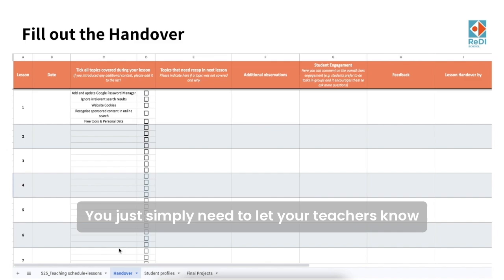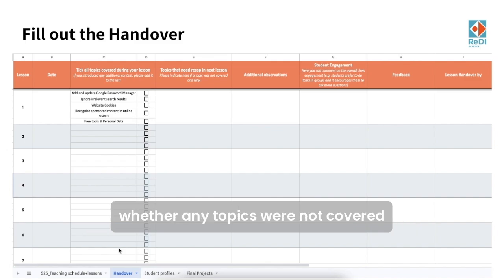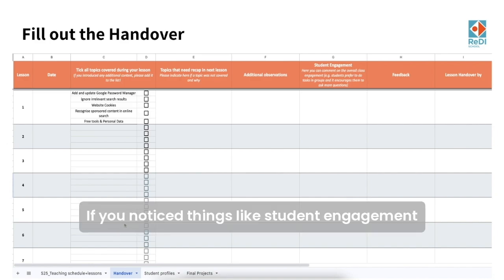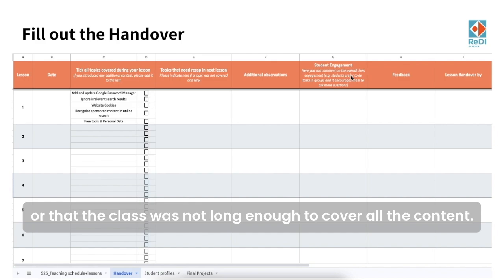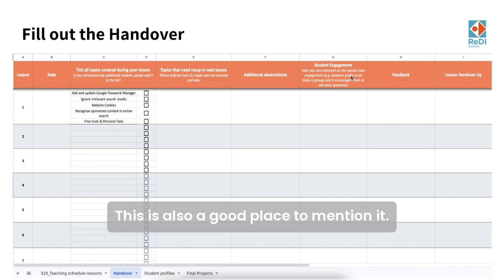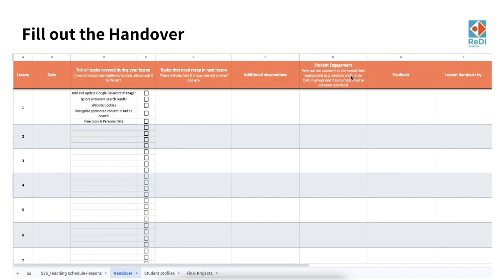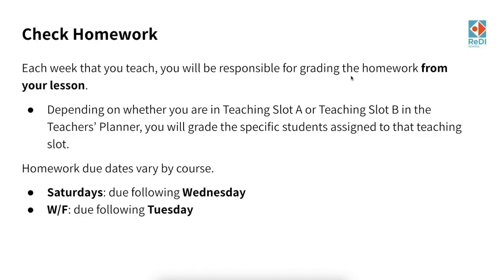You just simply need to let your co-teachers know whether any topics were not covered or if you added any extra ones. If you notice things like student engagement was particularly low during your class or that the class was not long enough to cover all the content, this is also a good place to mention it.